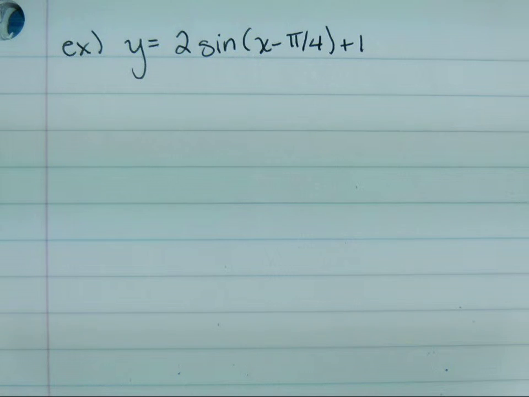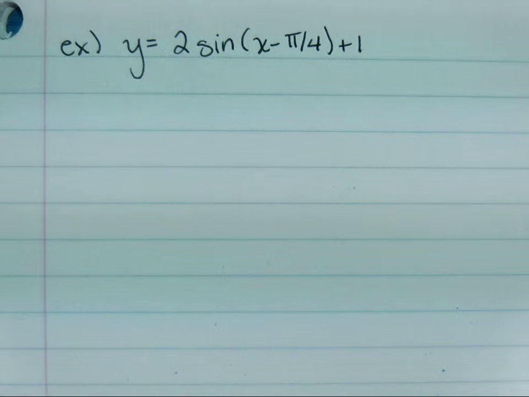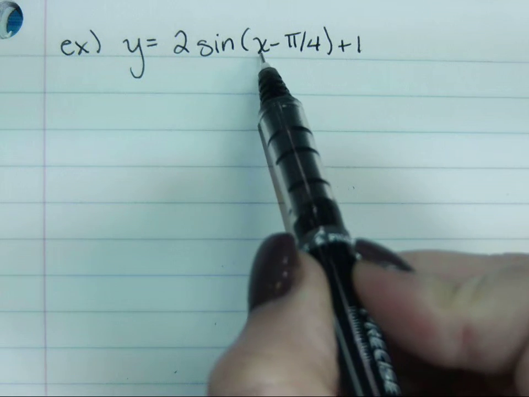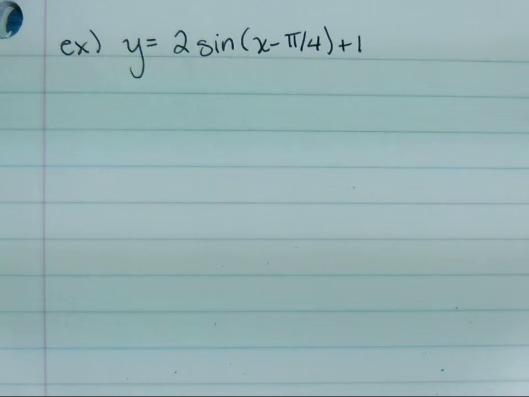All right, so our final two examples, we're going to put together everything that we've discussed in terms of amplitude, period, phase shift, and vertical shifts. So here we have a sine function. Okay, so y equals 2 times the sine of x minus pi over 4 plus 1.